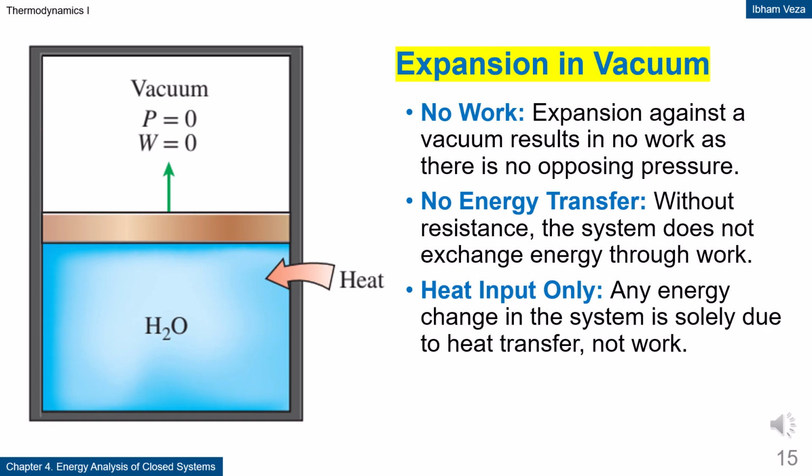Expansion in vacuum. Expansion into a vacuum produces no work because there is no opposing pressure. Even though the system boundary moves, there is no force to overcome. As a result, the system energy change does not involve any work. If the energy changes, it must be due only to heat transfer. This process is often called free expansion.